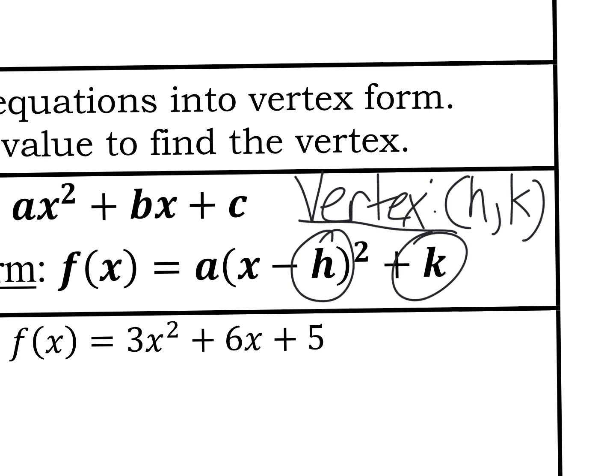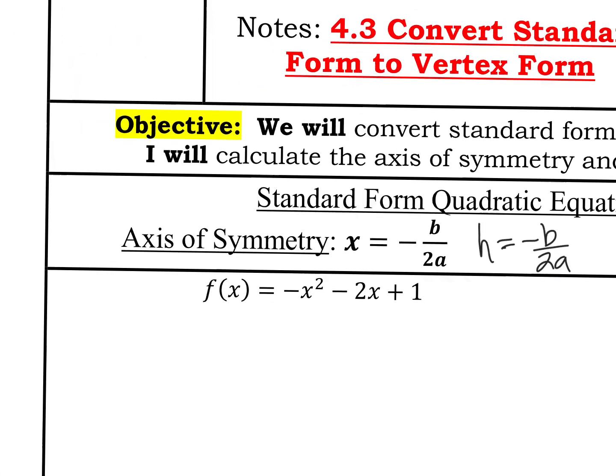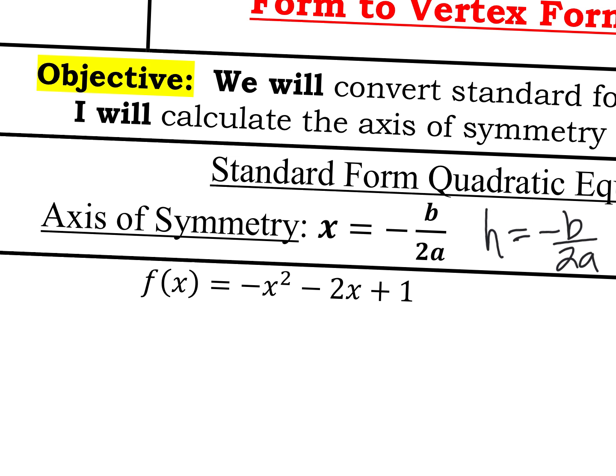It's going to end up being that number. And then how we'll get the k is, well, I'll get to it, but we'll get that h value and we'll plug it back into the original equation. This axis of symmetry formula is only to be used for equations that are in standard form. So I have an equation here, f of x equals negative x squared minus 2x plus 1. That's already in standard form. As long as everything is on one side of the equal sign and in order, meaning it starts with something x squared, then something x, then a constant term, then you know it's in standard form.